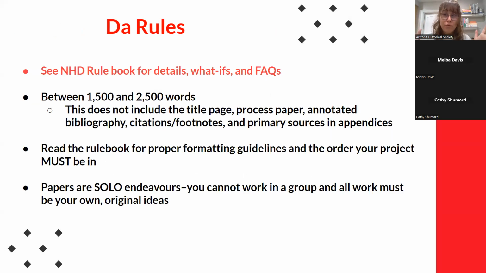So here are some of the rules. As a reminder, please consult your National History Day rulebook for details, what-ifs, and FAQs. That is really going to be where you find most of your resources as far as what font should I use, and how should my cover page, my title page be organized? Make sure you consult the rulebook. A paper is between 1,500 and 2,500 words. This word count, of course, does not include the title page, the process paper, your annotated bibliography, your citations or your footnotes, and your primary sources in your appendices.